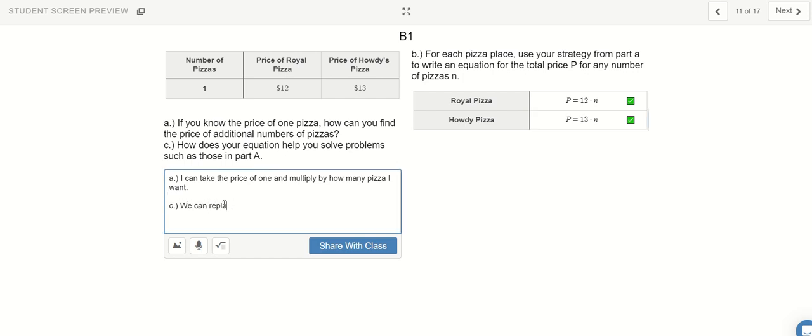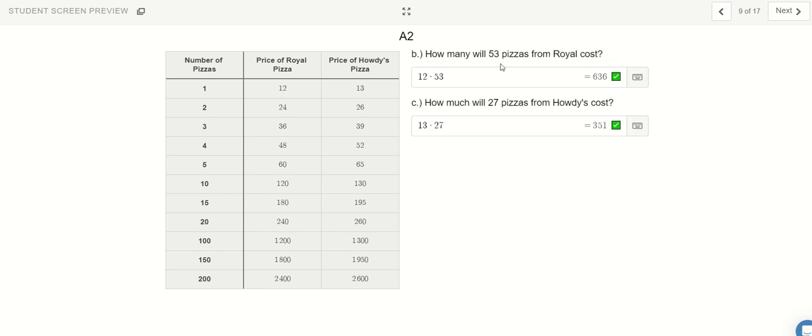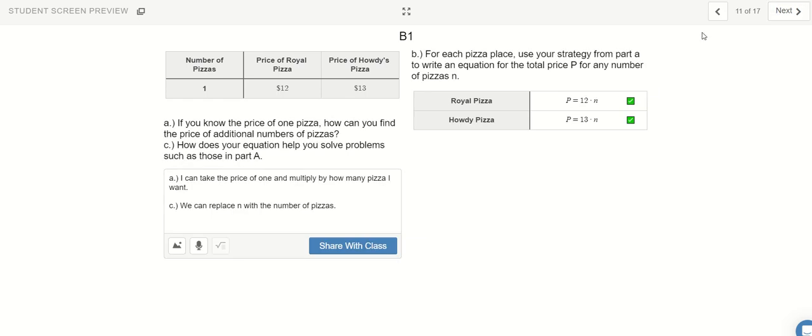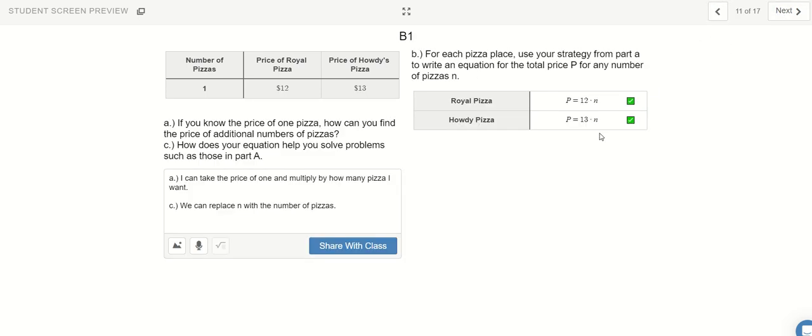We can replace N with the number of pizzas. So just like in the previous problem, if I want to figure out 33 pizzas, if I want to figure out how many for 53 pizzas, I can just multiply by 53. And if I want 27 pizzas, I can just multiply by 27. So I can take my initial value of 1 and just multiply by how many pizzas I want. See, 12 times 53 becomes 12 times n. 13 times 27 would be 13 times n. And n is just a placeholder for how many pizzas we want.